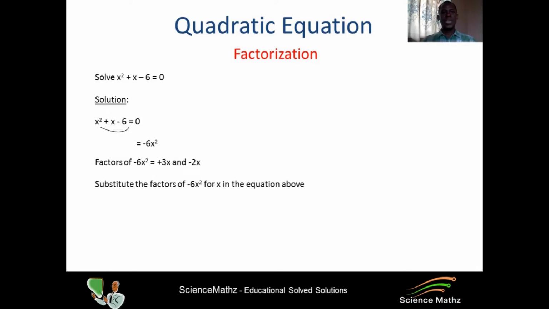Now, what do we do next? We substitute these factors of minus 6s squared for s in the equation above. Okay? Now, how do you do that? You simply say s squared plus 3s minus 2s minus 6 equal to 0. So you can see that there's no more s there. After the s squared, there's supposed to be an s, but instead of writing s, we write plus 3s minus 2s, which are the factors of minus 6s squared.